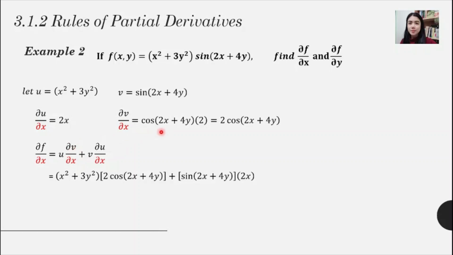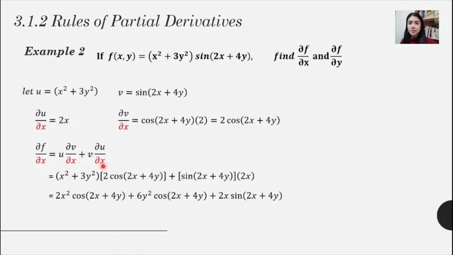Del v del x is this one. So this is your del v del x. So now we have 2 cos 2x plus 4y, plus with v. Your v is actually the sine. So put the sine here, and then you have del u del x. What is your del u del x? Your del u del x is 2x. So put it here, and then simplify it.